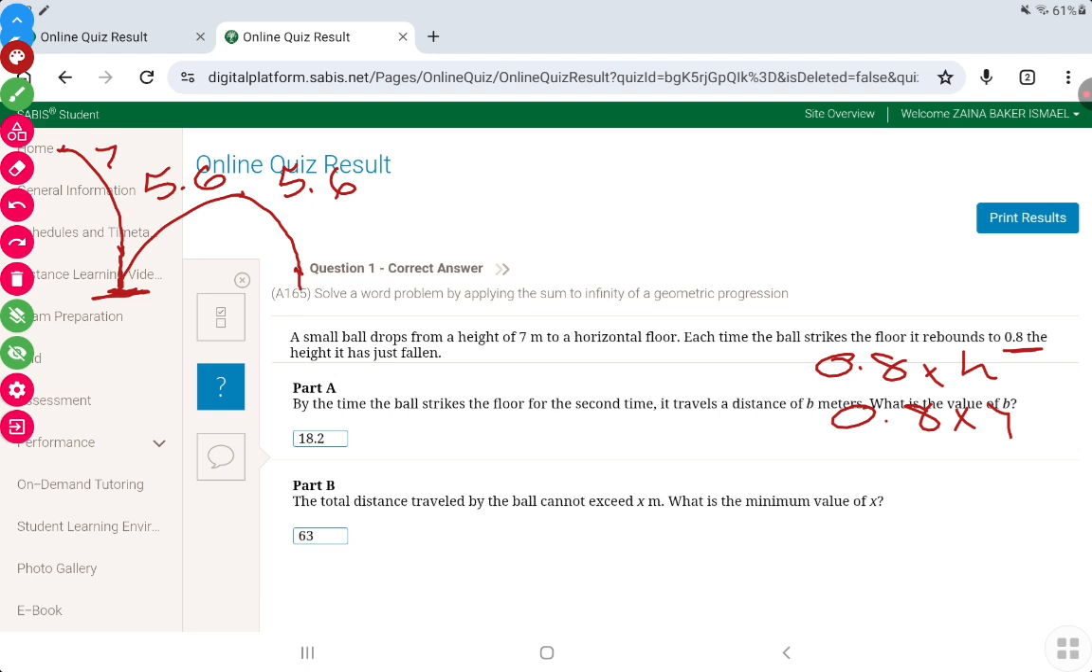Okay? And then it's going to rebound back again. And like we said, it rebounds 0.8 times the height it just fell. Now 0.8 times the height it just fell, 5.6, so 0.8 times 5.6 is 4.48. So it's going to jump up a height of 4.48. Then it's going to fall down the same height, 4.48.